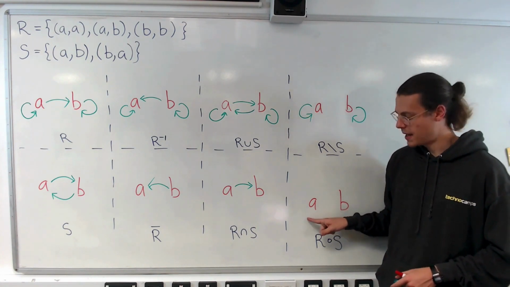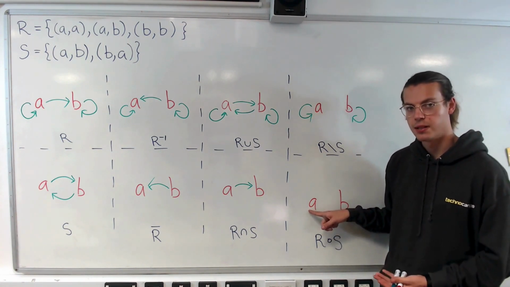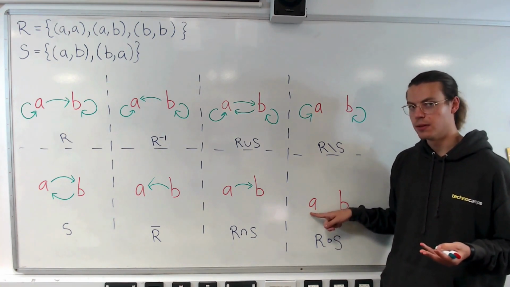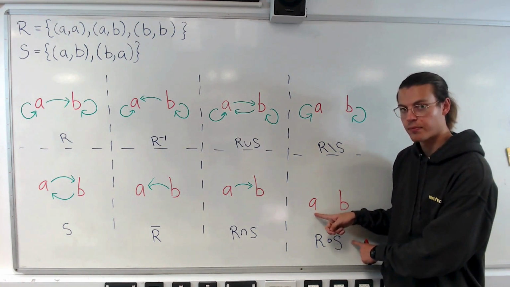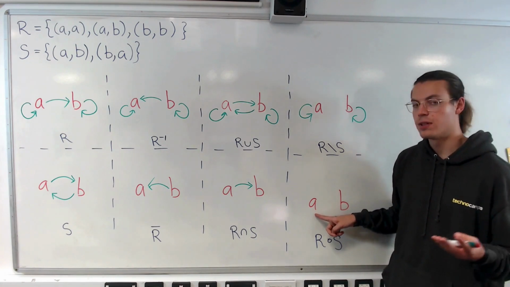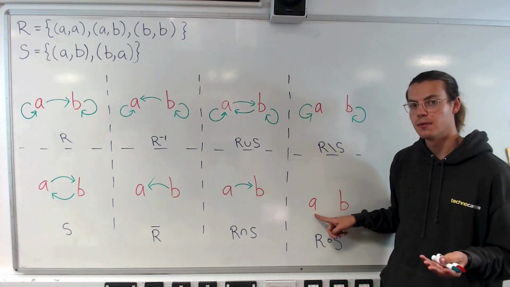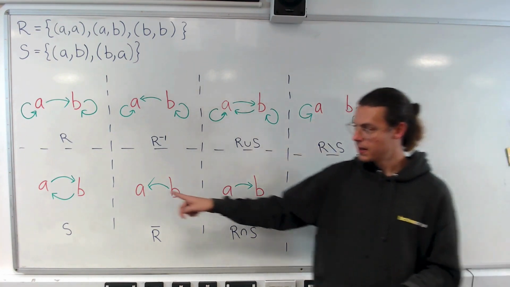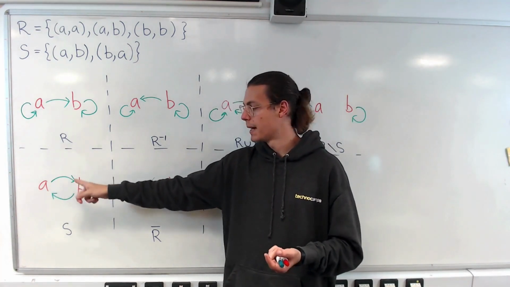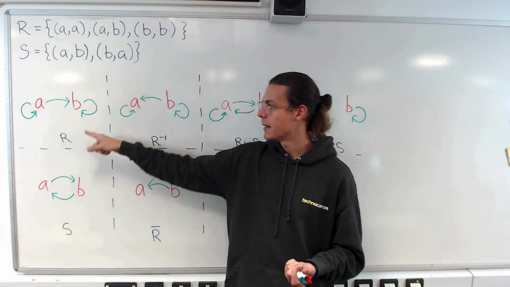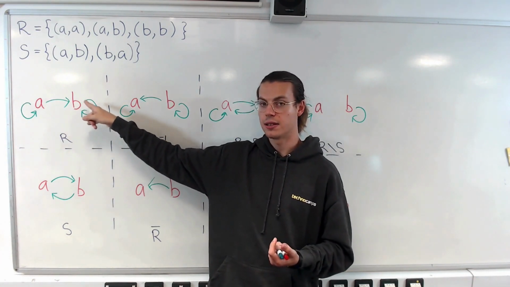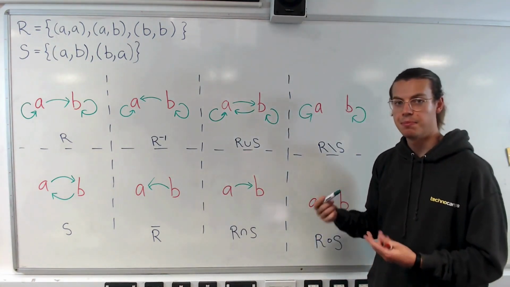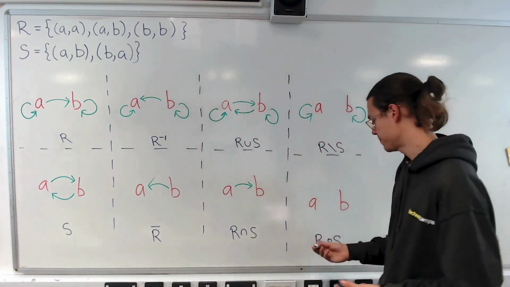And finally, let's look at this composite relation, R composed with S. To find what A is related to by this composition, we first need to look at what A is related to by S, and then what each of those elements are related to by R. So A is related to B by S, and B is related to just itself by R. So A is related to B by the composition.